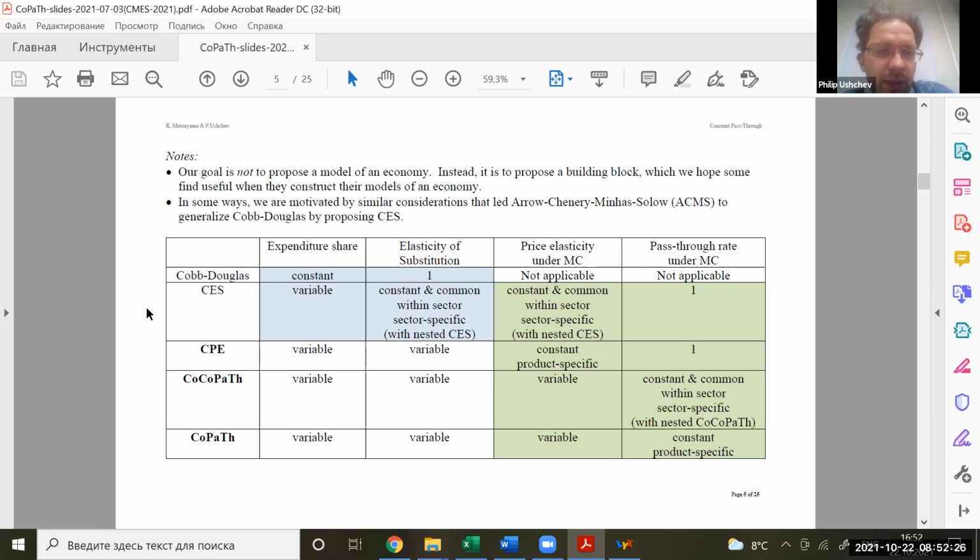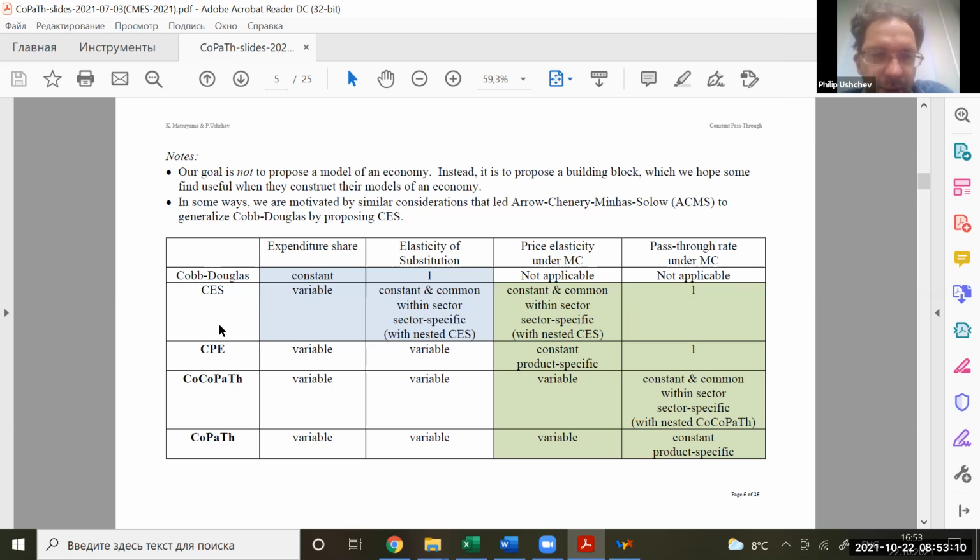Long ago, there were not many alternatives to the Cobb-Douglas production function, but at some point, Arrow, Chenery, Minhas, and Solow realized that a tough restriction, which makes this production function rather counterfactual, is that the substitution between labor and capital is equal to 1, and the budget shares implied by this production function are constant. So they came up with a constant elasticity of substitution. But constant elasticity of substitution necessarily implies complete pass-through.